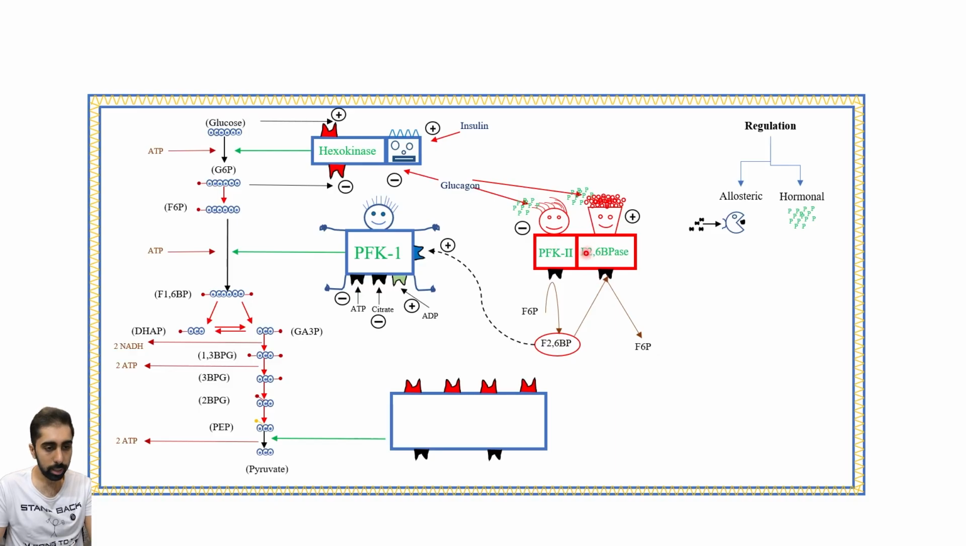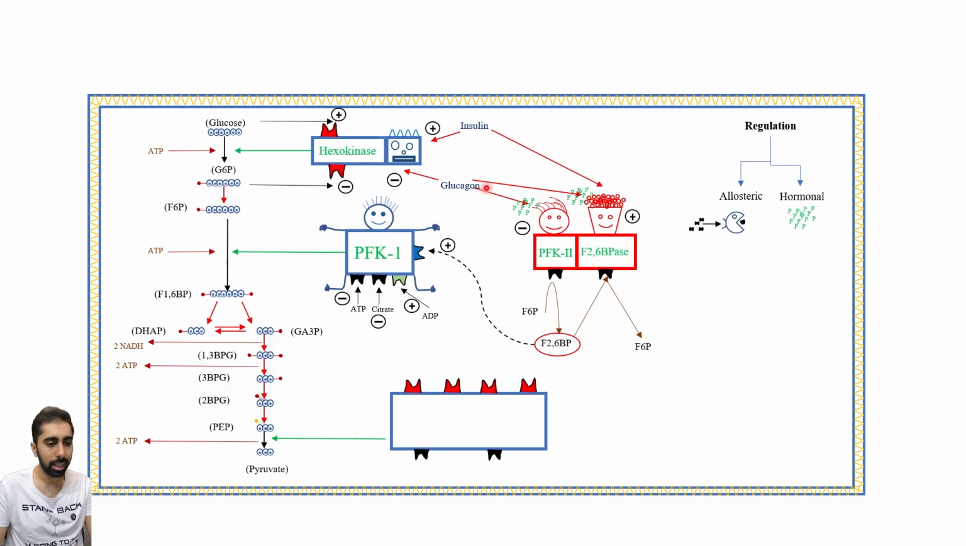So when it stimulates this enzyme, when it stimulates fructose 2,6-bisphosphate, it helps this enzyme turn fructose 2,6-bisphosphate into fructose 6-phosphate, and it also helps to inhibit PFK1. So in total, we can say glucagon can hormonally inhibit PFK1.